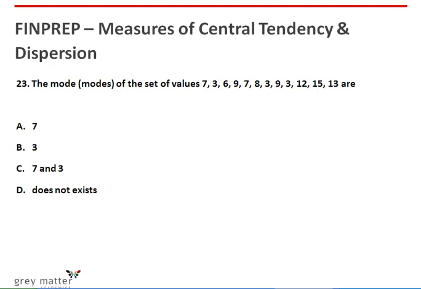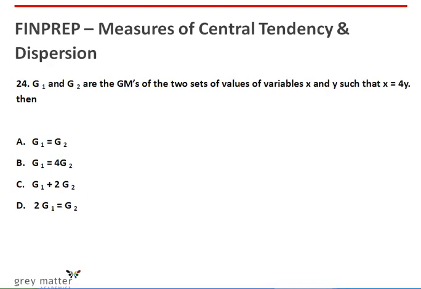23rd problem. The mode of the set of values 7, 3, 6, 9, 7, 8, 3, 9, 3, 12, 15, 13 is. Going by the definition of mode, it is the most repeated value. In this sequence of observations, we find that 3 is occurring the maximum number of times. So the mode of this observation, as per definition, will be option B, which says 3. We go to the PowerPoint presentation answer. It is option B, which says it is 3.